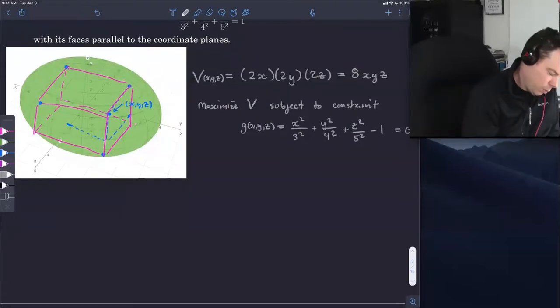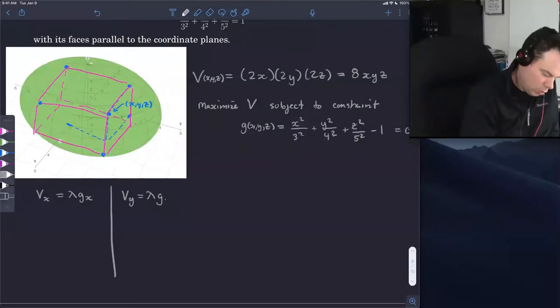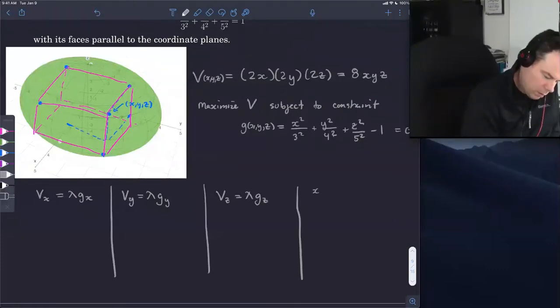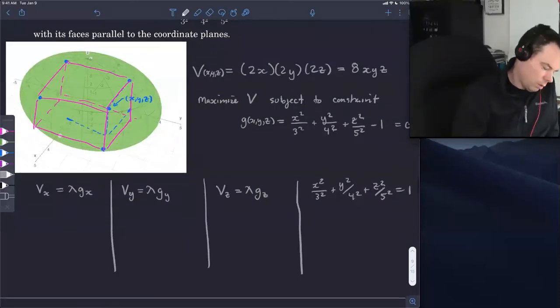So let's go ahead and write down what our equations are. We're going to have that the x derivative of V has got to be lambda times g_x. The y derivative is lambda times g_y. The z derivative is lambda times g_z. And we've got our constraint, x squared over 3 squared plus y squared over 4 squared plus z squared over 5 squared is equal to 1.